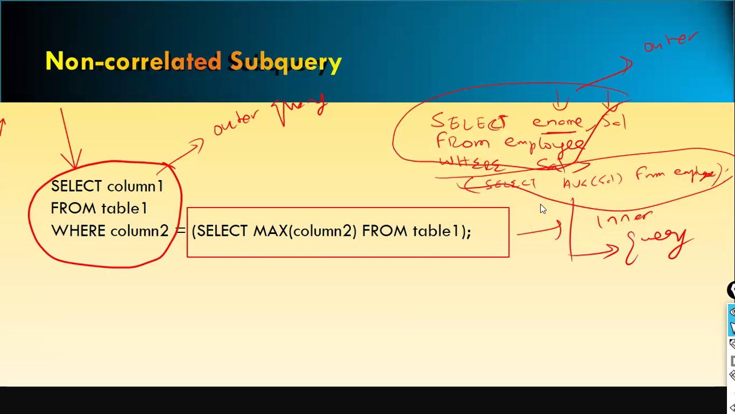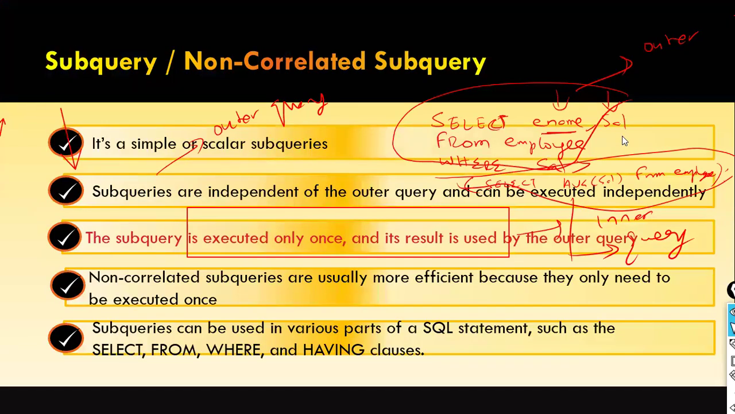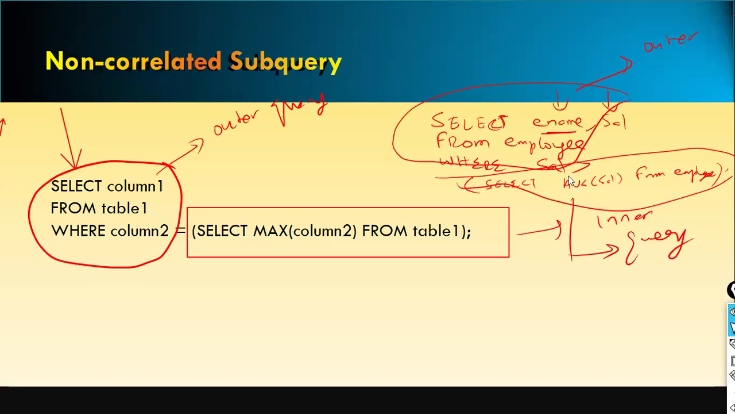So in this case, the subquery, select average salary from employee, will get executed only once. The output of this one is used by your outer query. For example, if your average salary is 1117, that value will be used by your outer query. So the outer query will return the employee names whose salary is greater than 1117. The inner query gets executed only once, and its output is used by the outer query. That's all, guys.